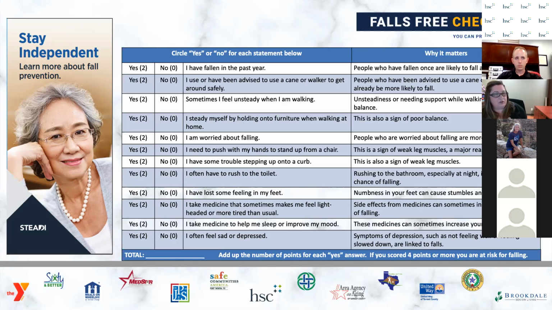And if you look at it, they all address issues about falling. Have you fallen in the past year? Do I use or been advised to use assistive devices to get around safely? Sometimes it also inquires about emotional issues. Sometimes do I feel unsteady when I'm walking? I steady myself by holding on to furniture when walking around. I'm worried about falling. I need to push up with my hands to stand from a chair. I have trouble stepping up onto a curb. I often have to rush to the toilet.